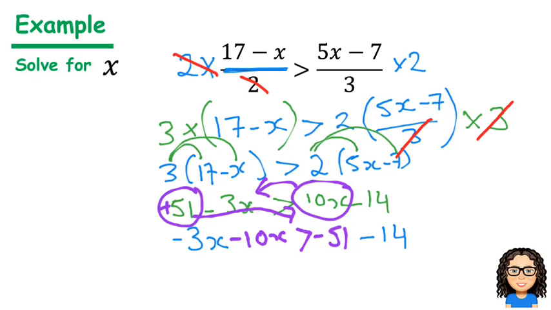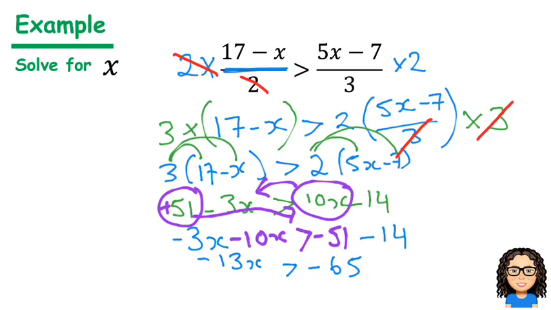Now let's tidy up. Minus 3x minus 10x gives me minus 13x is greater than minus 51 minus 14, equals negative 65. So I've just been simplifying. I haven't done any multiplying or dividing yet. All right, now let's have a look at our next step.